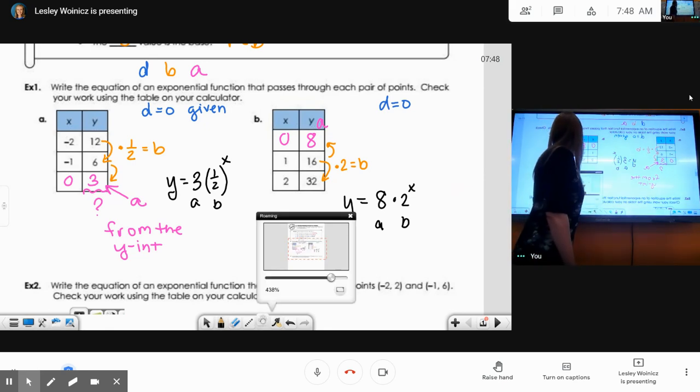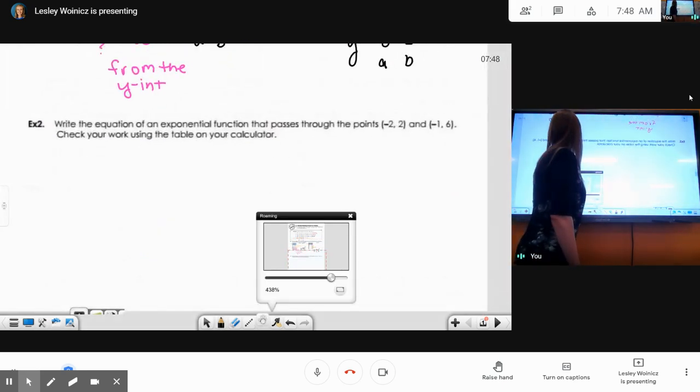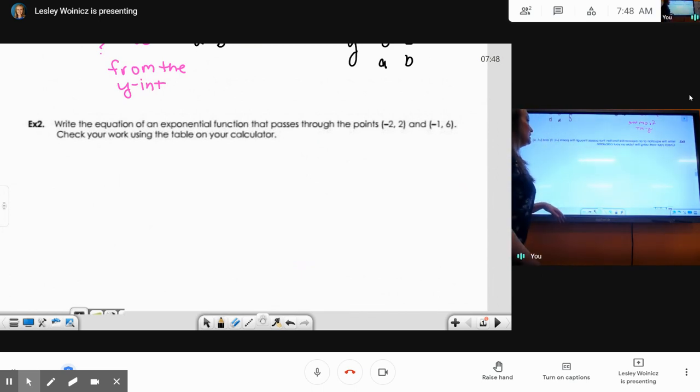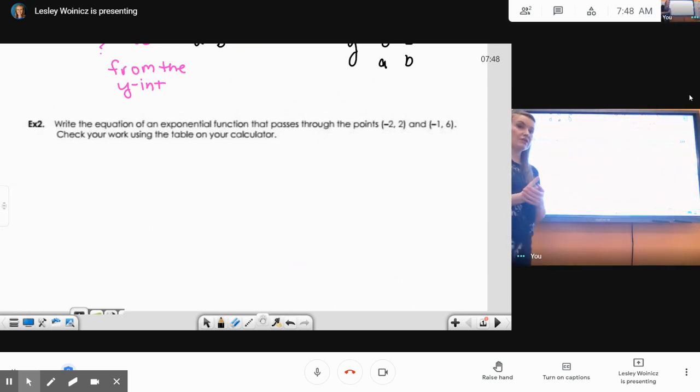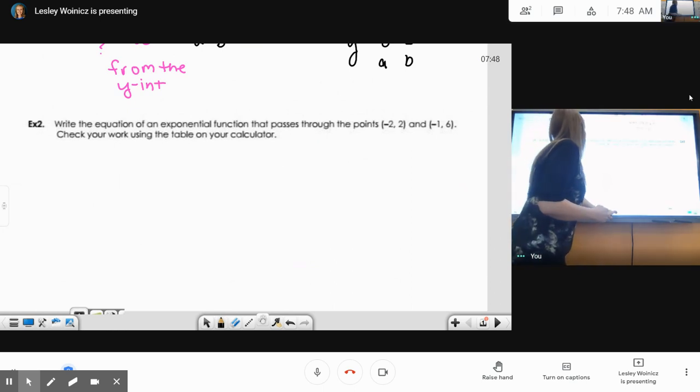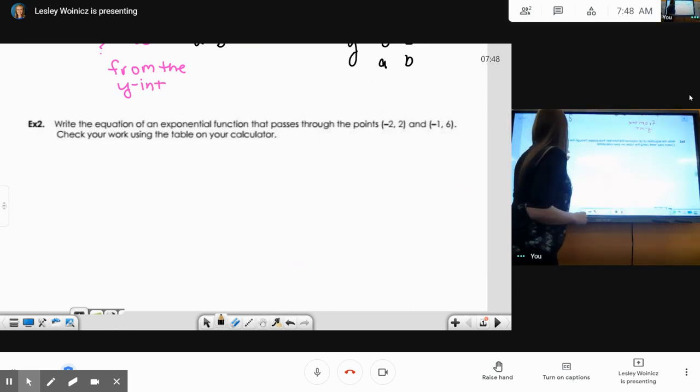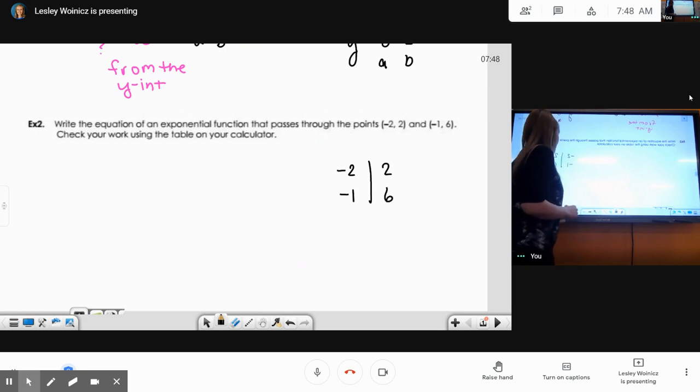Okay. So the only thing that's different about this next one is that it doesn't give me the table. I have to put the points in the table by myself. So I'm going to put them in increasing order. So I'm going to start with the most negative and then go to the most positive. Okay. So I'm going to put them in order. I'm going to go -2, 2, and -1, 6.